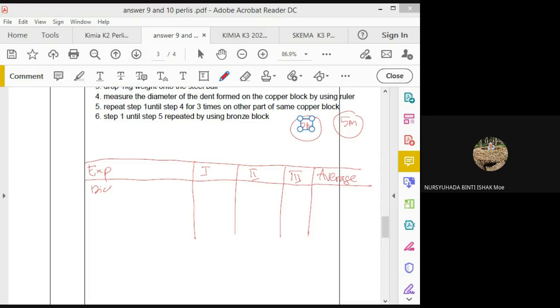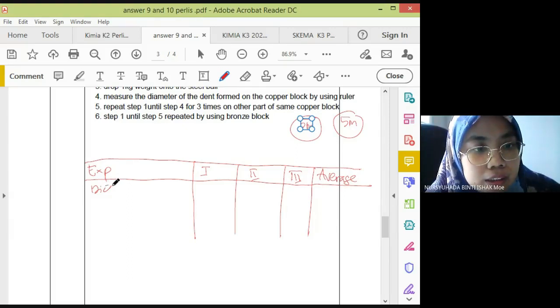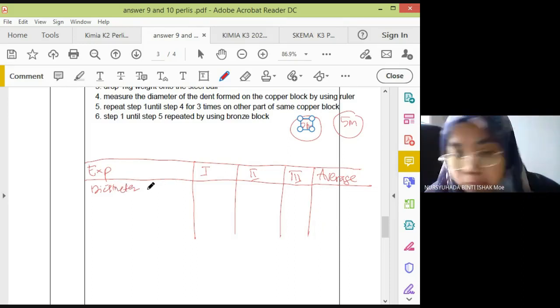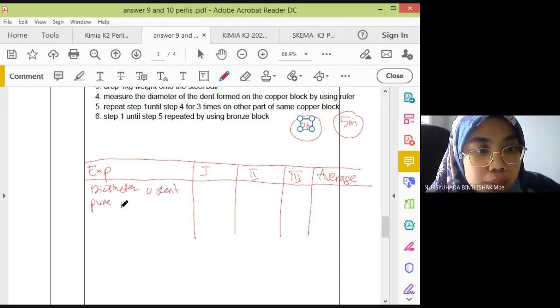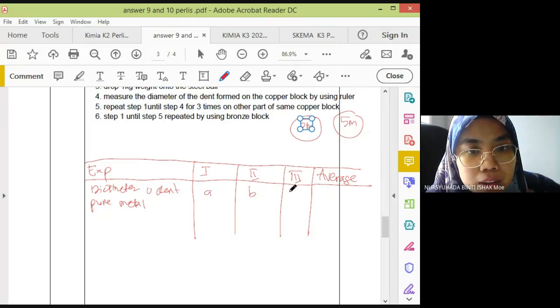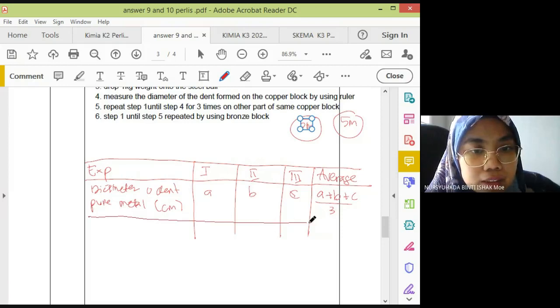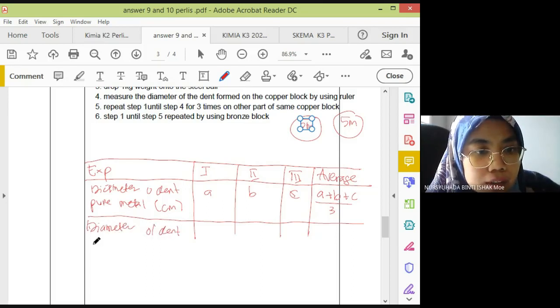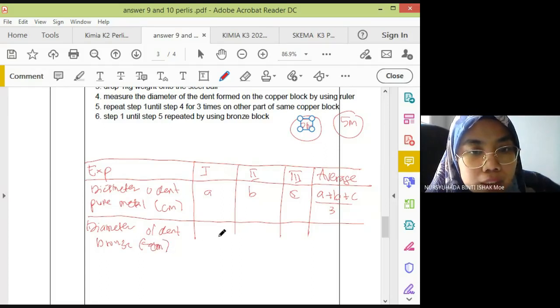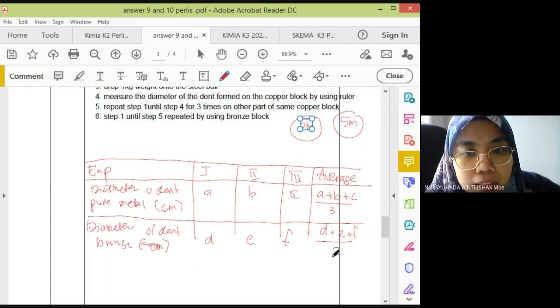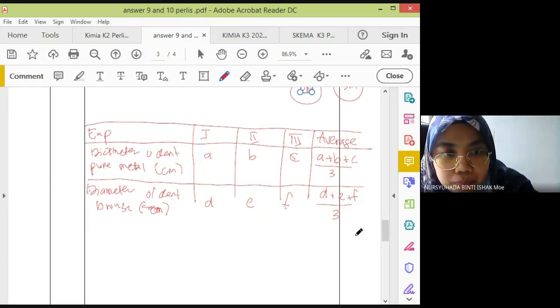Okay, sorry, sambung. Okay, so sini is diameter of dent pure metal. Okay, kamu tulislah sini A, B, C. So average adalah A plus B plus C. Sorry, unit dia mesti dalam cm divide by 3. Okay, next. The second column. Sama juga, tulis sini. Diameter of dent untuk bronze. cm juga. Okay. Tulis, kalau tak nak campur ABC, tulis je D, E, F, average D plus E plus F divide by 3. Tak payah tulis data ya. Tulis macam ni sahaja. Okay, ini 2 markah.